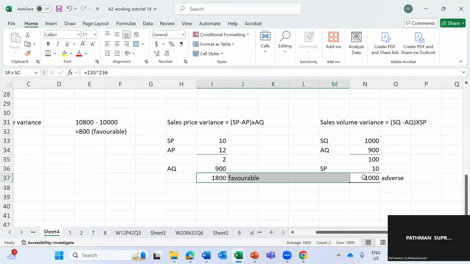When I combine these two, because one is favorable and one is adverse, I need to subtract. There's more in favorable than adverse, so the difference is that I come back to 800 favorable. So combine these two, and you'll get 800. We subtract when one is favorable and one is adverse. We add when both are favorable or both are adverse.